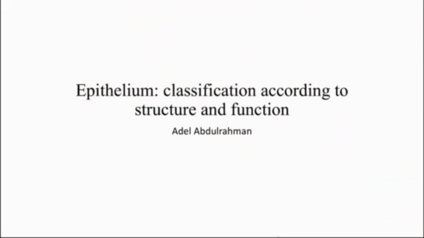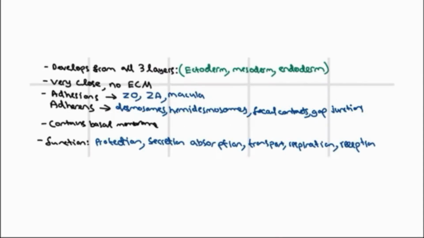Talking about epithelium. Epithelium is basically just a thin layer of cells, and they line almost everything in the body. We're going to be talking about the classifications in both their structure and their function. Epithelium comes from all three layers of the trilaminar disc from the embryo, and the cells of the epithelium are really close, so there's no extracellular matrix between them.